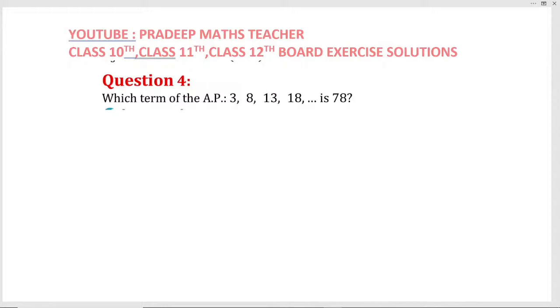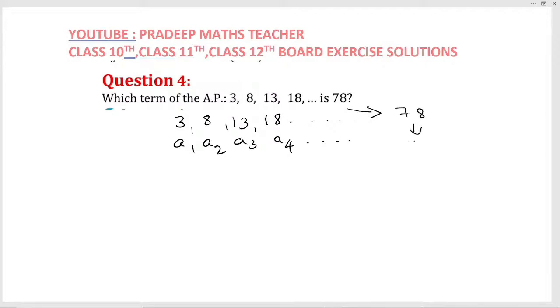So I'll write the data again, whatever they have given: 3, 8, 13, 18 and so on. As usual, call this one A1, the first term, second term, third term and fourth term and so on. You need to find which term will become 78. That means it should be the last term. So AN is the last term that they have given in this AP. Which term will become 78? That is what you need to find.